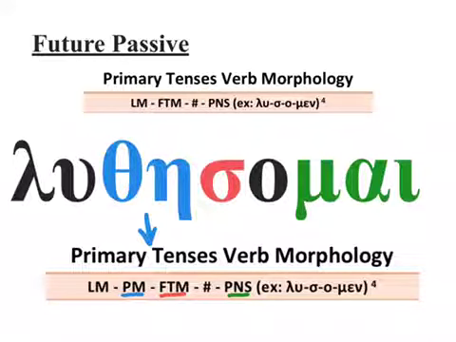So basically, you have lu, the, so, me. You have the lexical morpheme, which is the lu. You have the theta, which is the passive morpheme. Sigma, future time morpheme. The omicron is the neutral morpheme, and the me is the person number suffix. Does that make sense, the theta eta part?